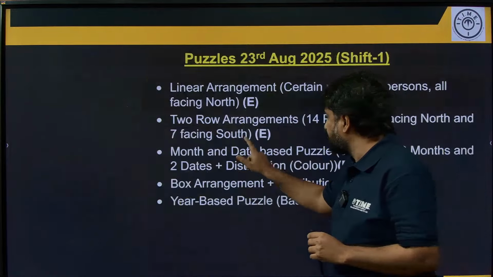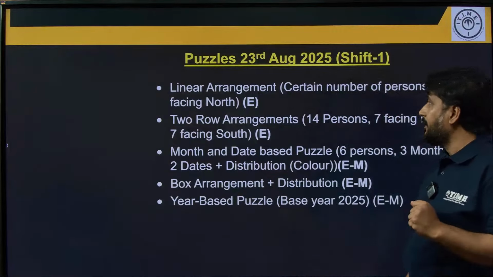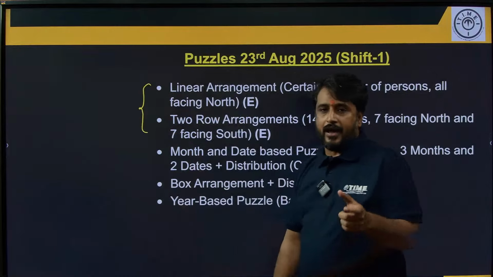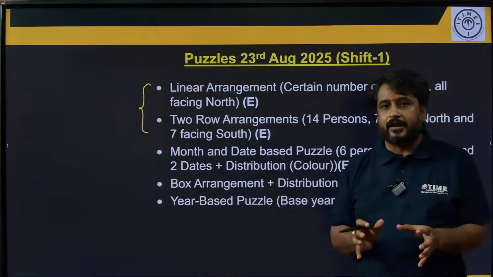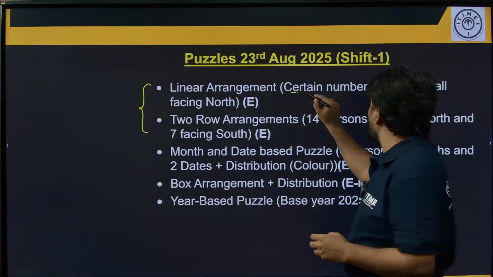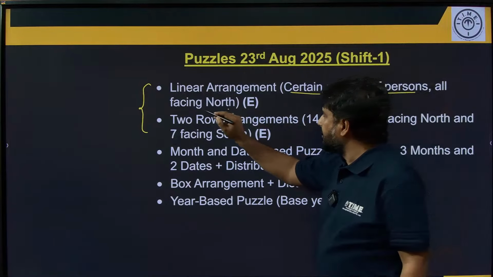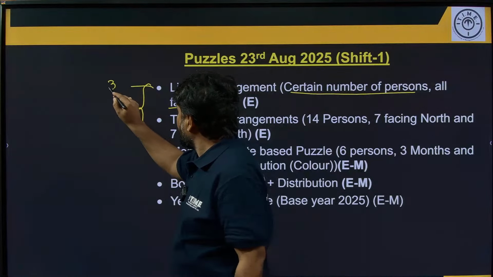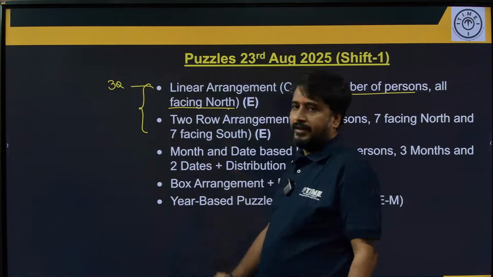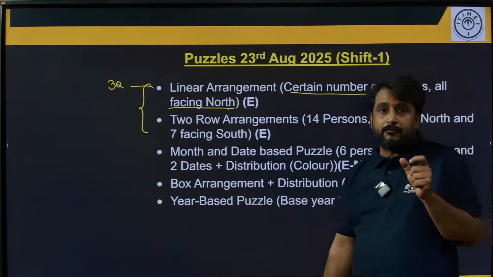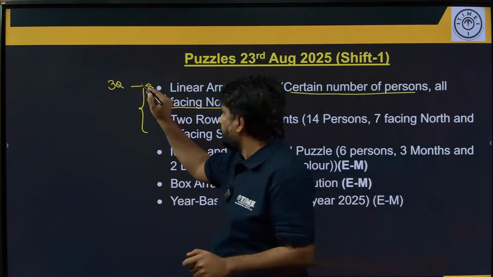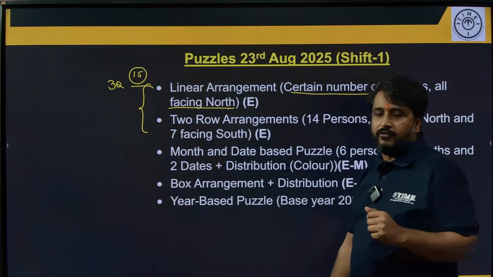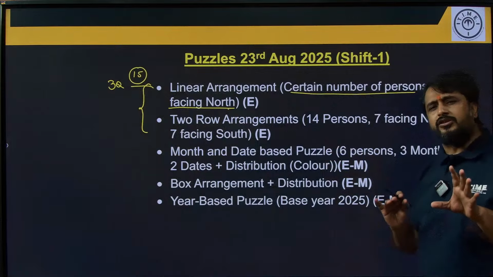We'll discuss the puzzles. The first one is linear arrangement. These two, linear arrangement and two-row parallel arrangement, come under seating arrangement. A certain number of persons were seated in a row, all of them facing north, and from this puzzle, three questions were given. The students told us that the total number of people in the row is 15. It was a very, very easy question with straightforward clues.